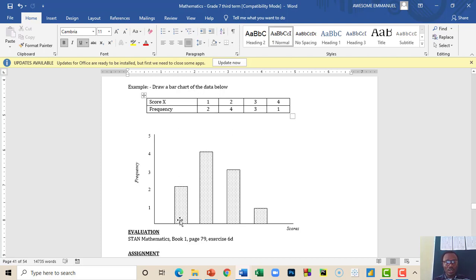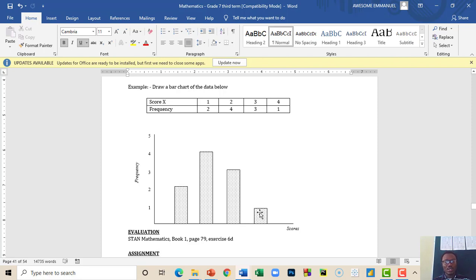Now the first one is the score is 1, and 1 occurs 2 times. The frequency is often on the vertical axis, that is the y-axis. Now 1 occurs 2 times, so we'll draw the rectangle up to this point. Then 2 occurs 4 times, we'll draw it up to this point. Then 3 occurs 3 times, we'll draw it up to this point, and 4 occurs once, we'll take it here.